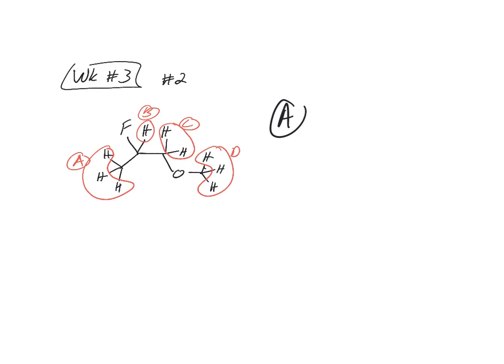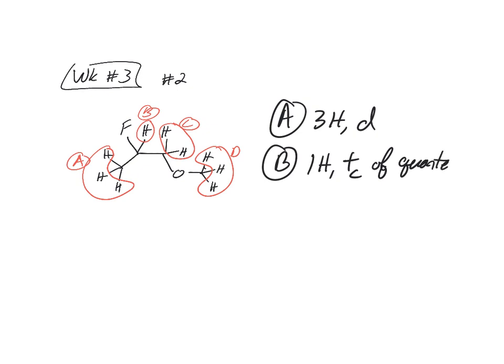So A is worth how many hydrogens? 3 hydrogens. How many nearest neighbors does A have? 1. So what kind of splitting will A have? A doublet. B is worth how many hydrogens? 1 hydrogen. How many nearest neighbors does B have? 3 and 2, 5 total, but 2 different neighbors, 2 different sets. So what's B gonna be? It's gonna be a triplet from C, and what's A gonna turn it into? Quartets. Does not matter which order, based on A. So a triplet of quartets.